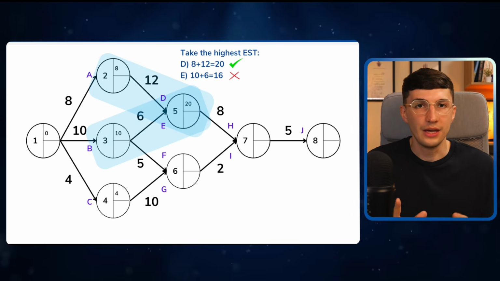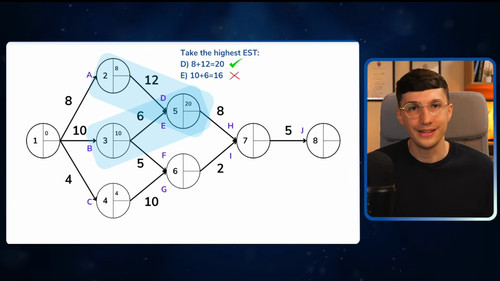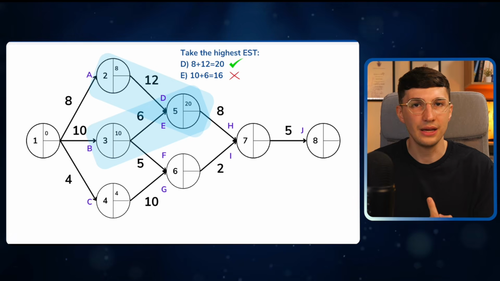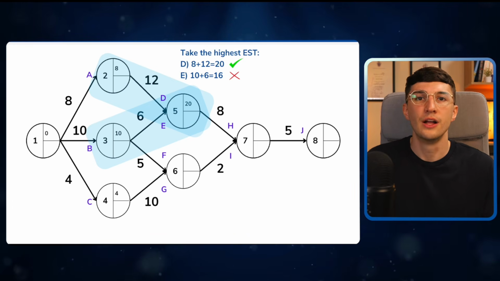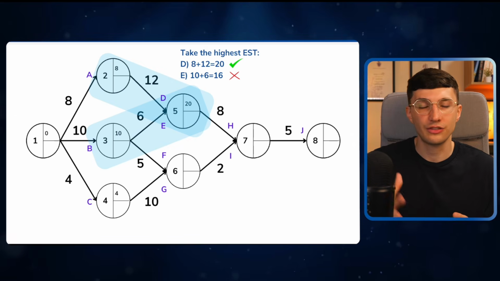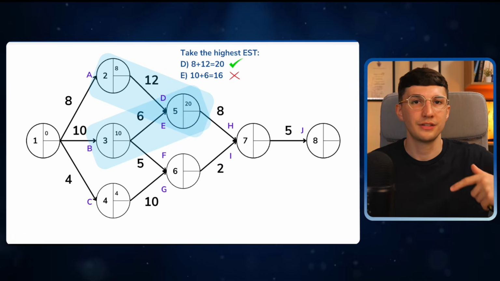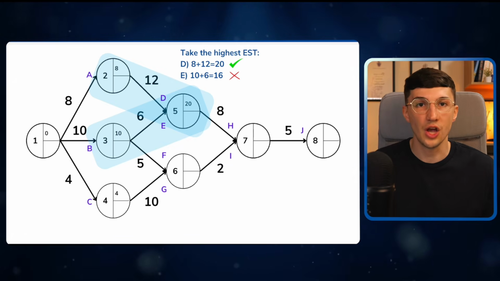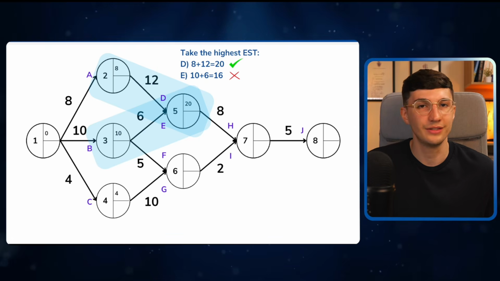And we do the same thing for E. Well, E can start on day 10, and it takes 6 days to complete, so 10 plus 6 equals 16. Now, after day 16, task D is still going on, so we have to take the highest earliest start time. So the earliest start time for task H is on day 20.